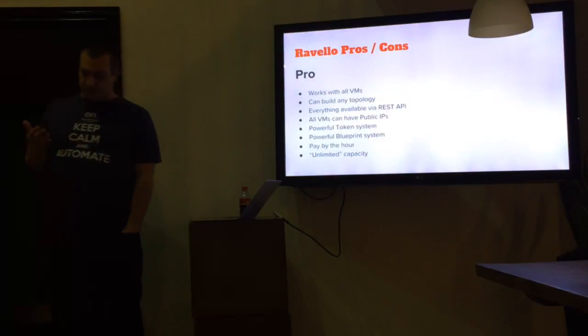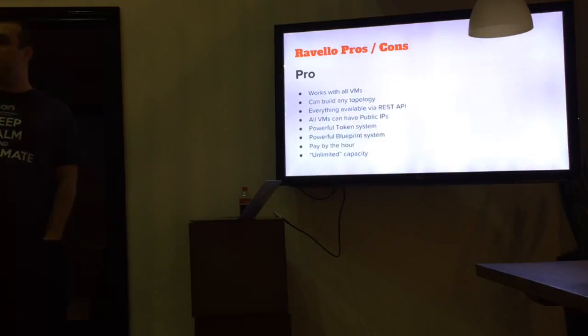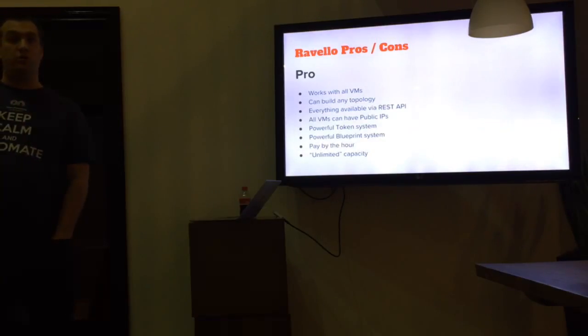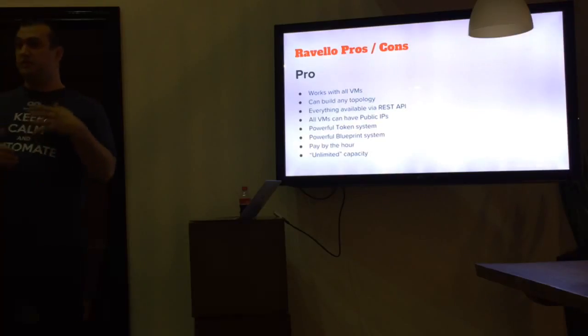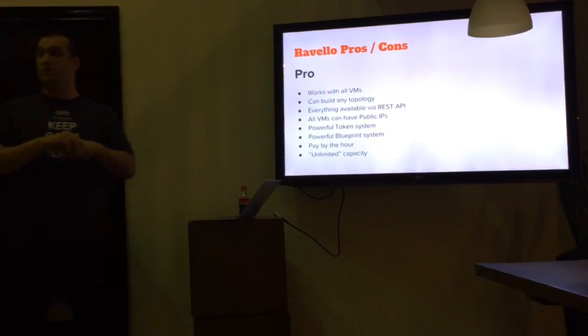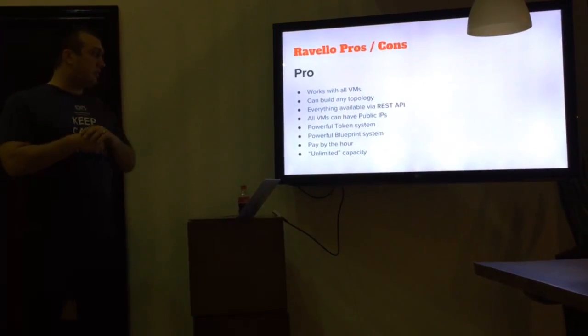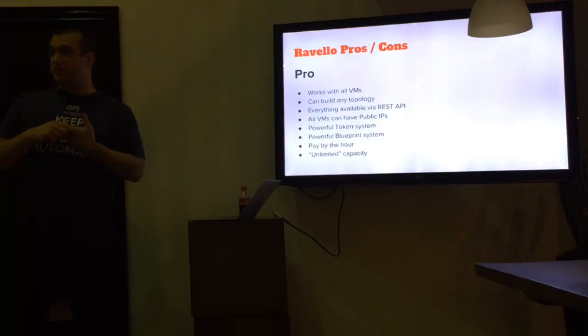So the pros are, it works with all the VMs, and it's very important because the VMs we get from the network vendors, they don't work in AWS by default. They don't have password, they don't have SSH key, they don't have all that. So you get an ODA, you get an ING. All of those will usually work on that. Any type of topology, there's no restrictions.